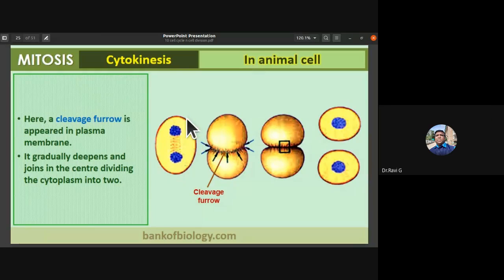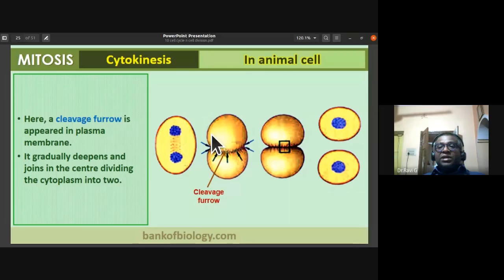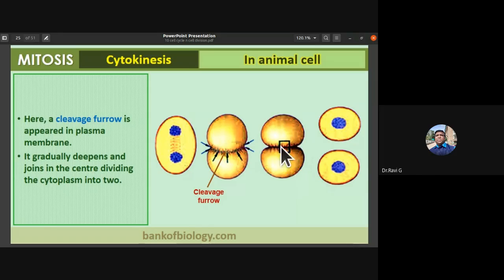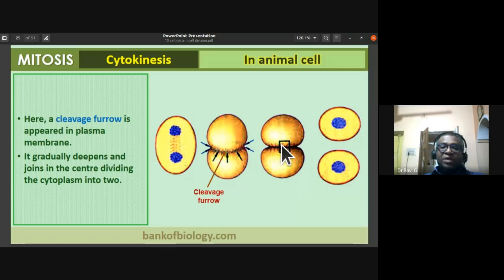So here a cleavage furrow appears in the plasma membrane. It gradually deepens and joins in the center, dividing the cytoplasm into two. In animal cells, what you notice is the cleavage furrow appears in the plasma membrane and gradually deepens and joins at the center. See, initially the furrow was only at the edges, but from both ends it gradually deepens and joins at the center.